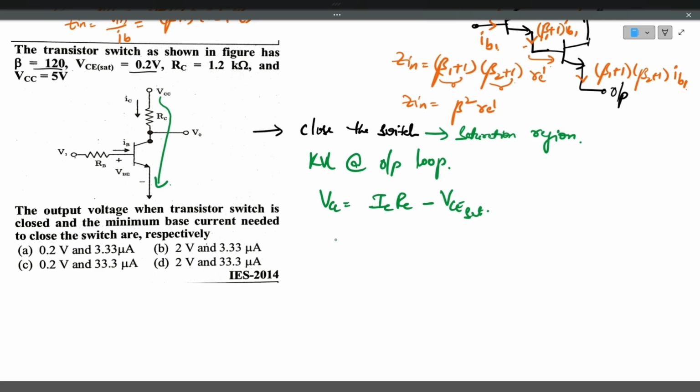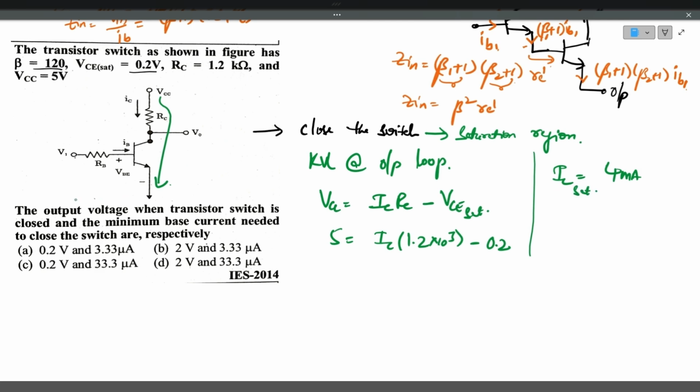VCC is given as 5 volts. The collector current is not known. Collector resistance is 1.2 kilo ohms. VCE saturation is 0.2. So from this, the collector current IC can be given as 4 milliamps. So we have got the collector current, IC saturation.